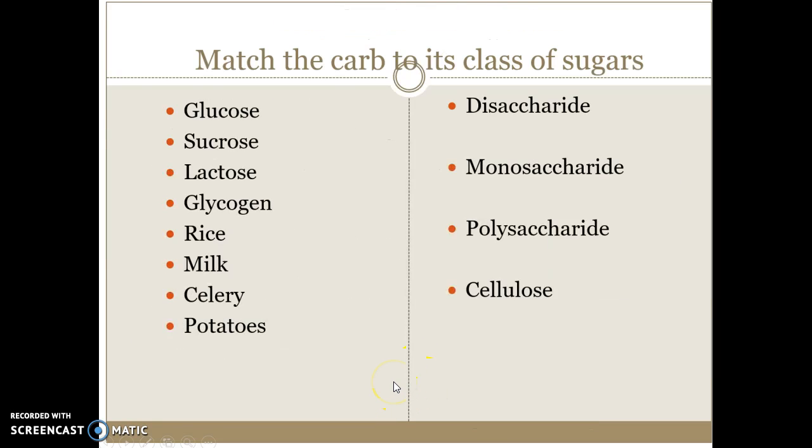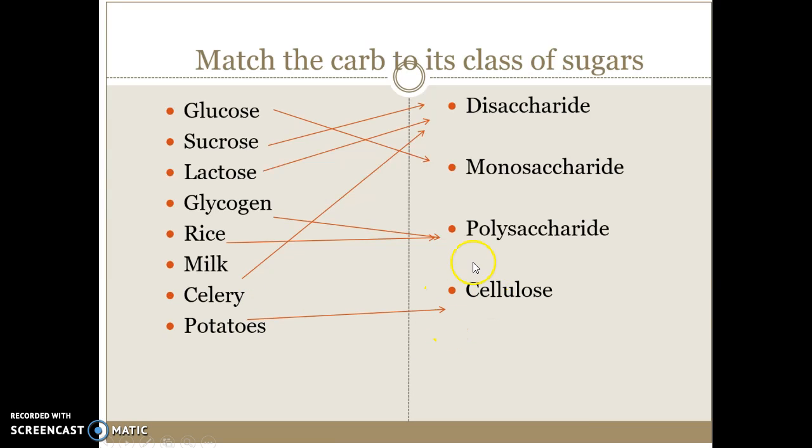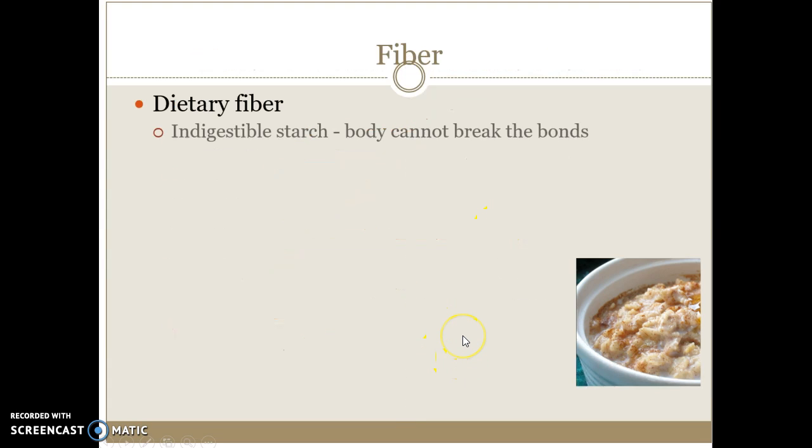So here we can match different carbohydrates. For instance, glucose is a monosaccharide, sucrose is a disaccharide, lactose is also, glycogen is a really complex polysaccharide. Rice contains a lot of polysaccharides as a starch. Milk has lactose in it, which is a disaccharide. Celery has fiber or cellulose, which is a polysaccharide. And then potatoes has a polysaccharide, a starch in it.